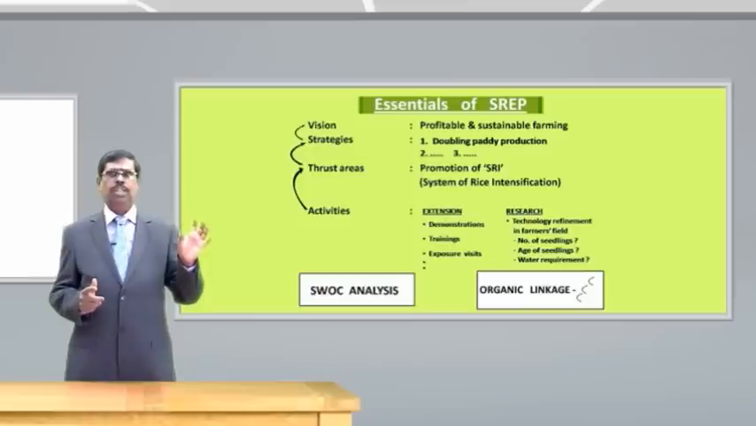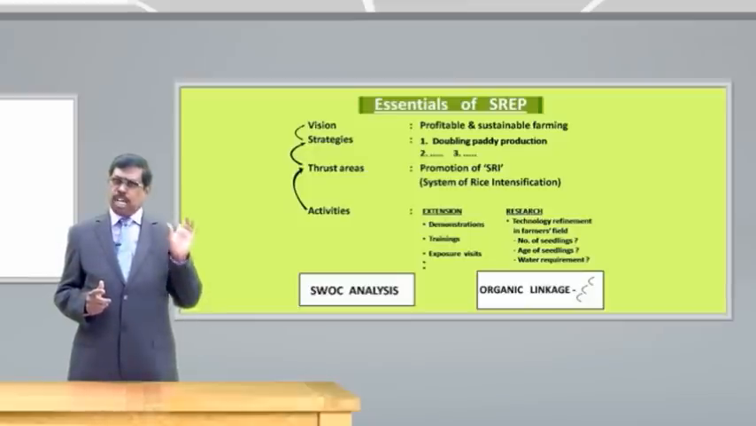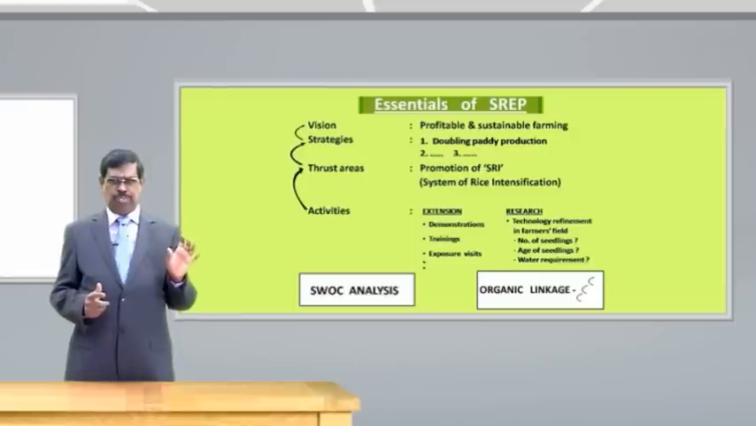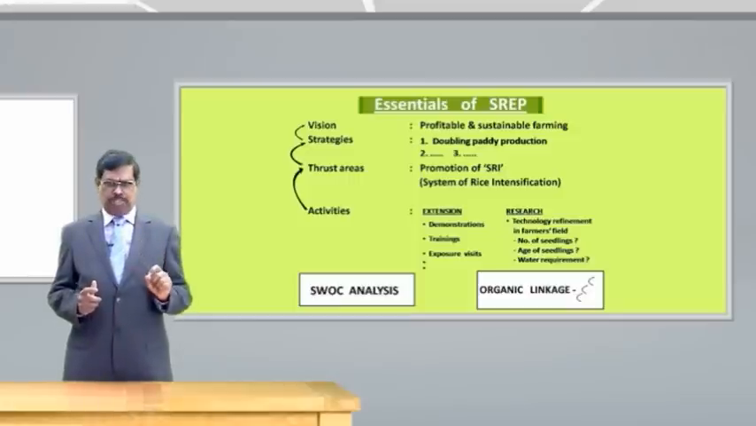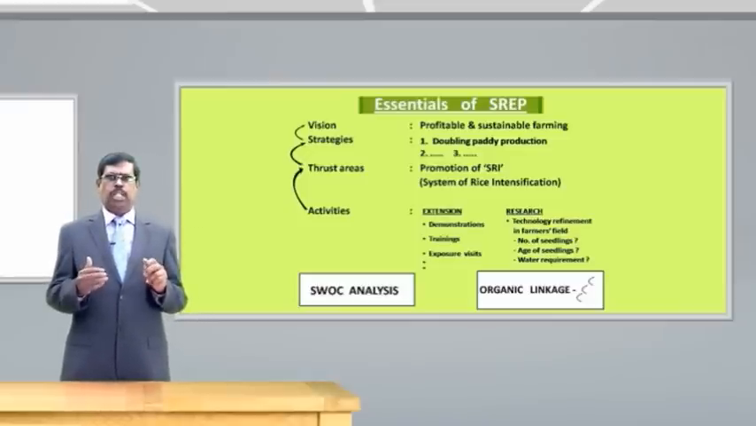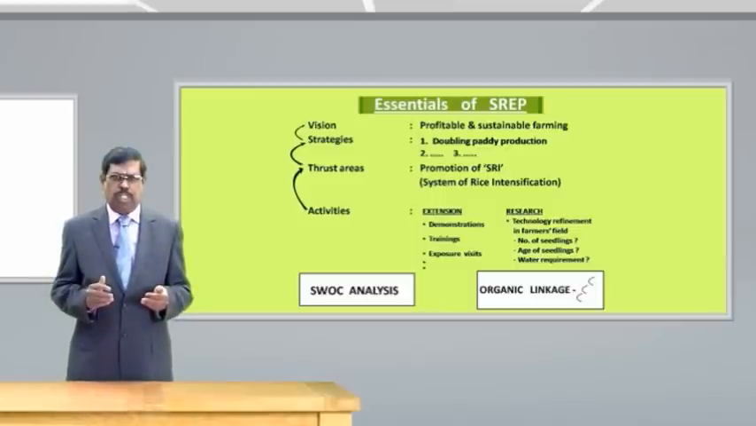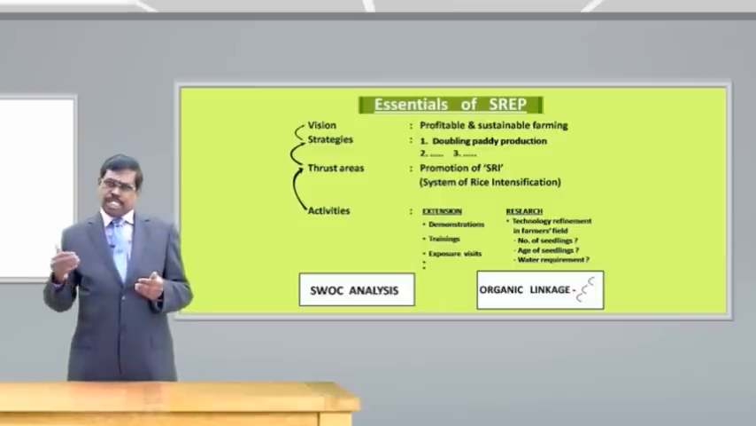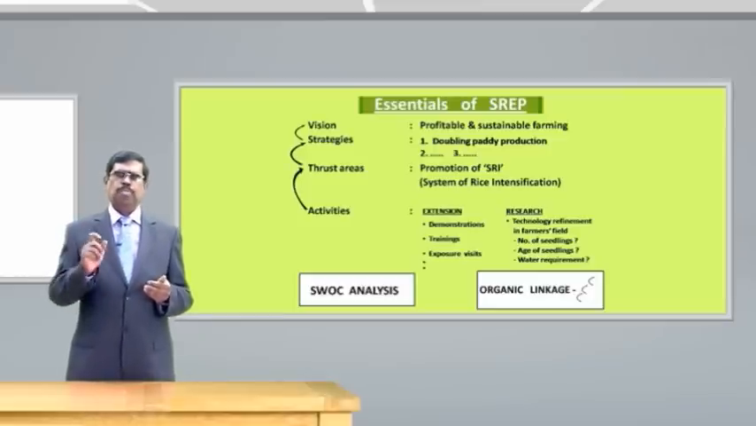If this is the vision we have set, then it can be achieved through several strategies. I am just giving one example from the field of agriculture. Strategy 1 is doubling paddy production. That means if we double the paddy production, then naturally the farmers will be able to get more profit. That is the underlying philosophy. Like that we can have several strategies, 1, 2, 3, 4. Here the example I have given is doubling paddy production.